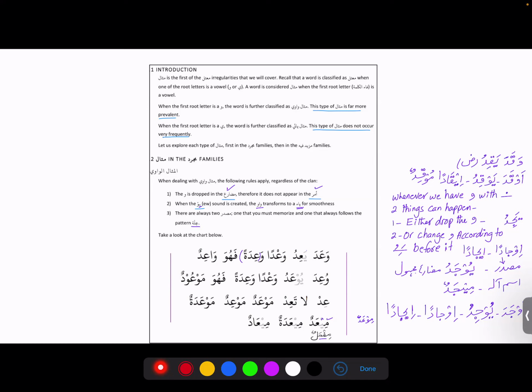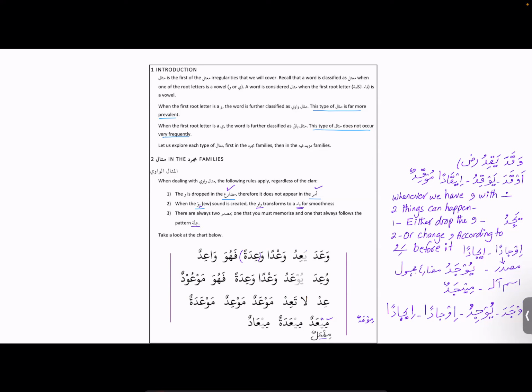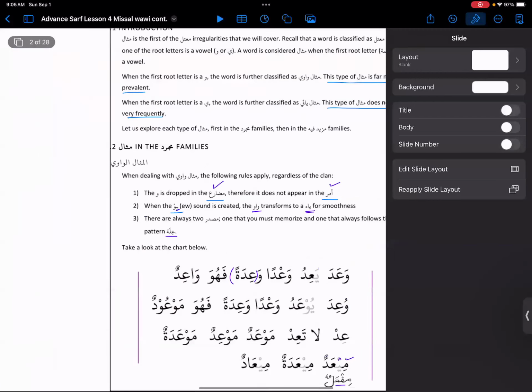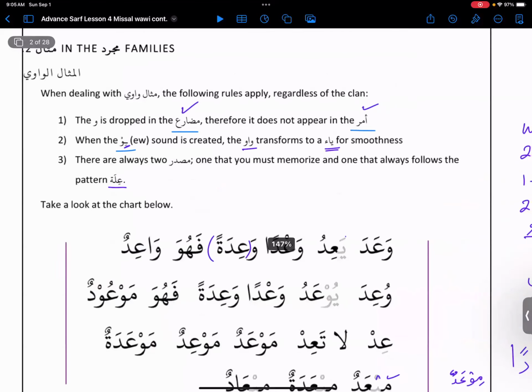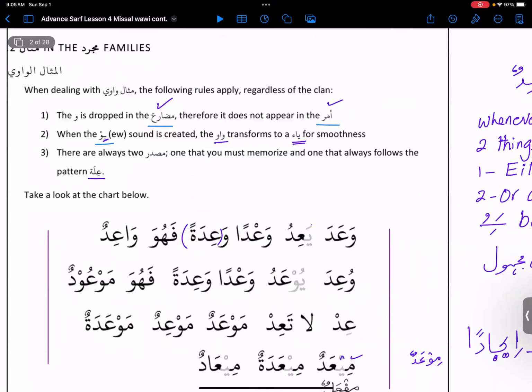So now dealing with misal yayi is not a problem. The problem is misal wawi. Some change is going to occur. So what are these changes? That the waw is dropped in mudari, right? And therefore, the same is going to happen in amr, because we make amr from mudari, right? So if there is no waw in mudari, then amr is going to be easy, and there is not going to be any waw in that amr as well.